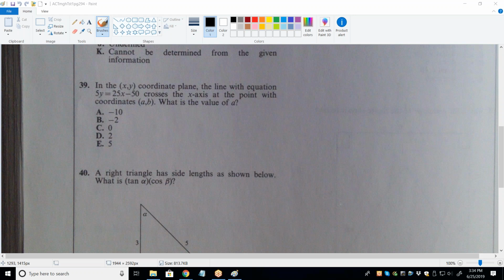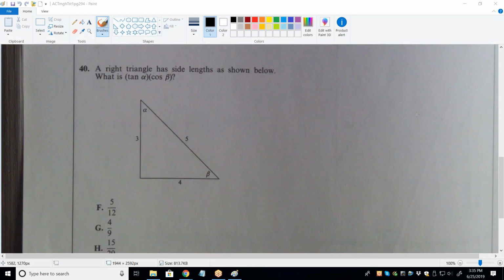The line with the equation that crosses the x-axis at the point with the coordinates. Oh, okay. So that's going to be if y is 0. Exactly, and that's what you do, just make y 0 and solve for x. That's right. One of the 4 trig questions that will be on the test. And trust me, none of them is anything more than what you learned in the first week of trig.